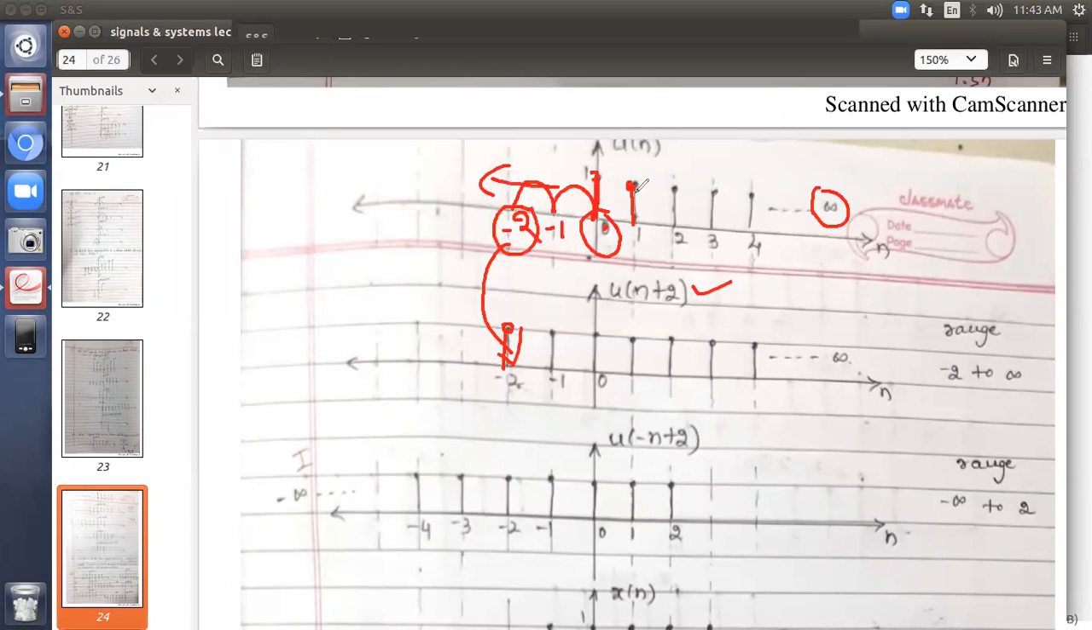Take 1, shift it again by 2 places to the left side. 1, 2. So your point is now at -1. So at -1, draw this amplitude 1. Similarly, take one more, say 0.2. Shift by 2 amounts to the left side. So the signal will be now at 0.